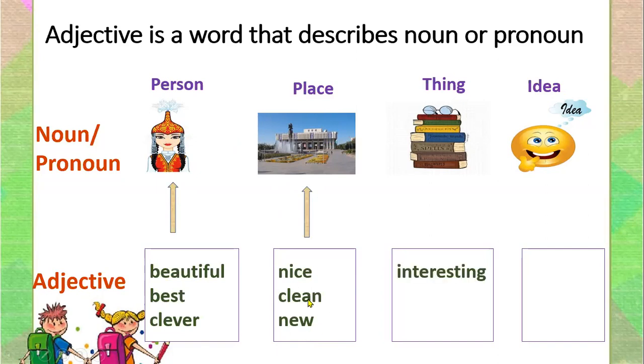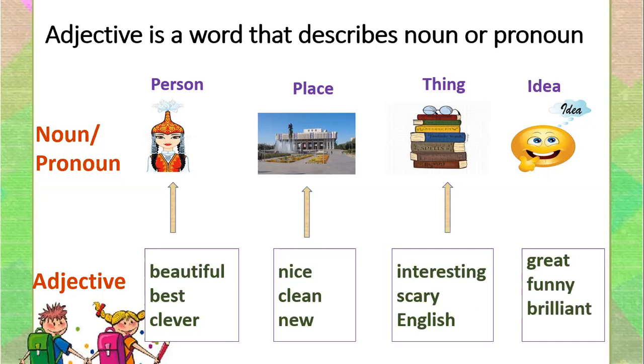And book, for example, we have books here. Books can be interesting, scary, or English subject books, okay? So these are the words describing this book, so they are adjectives. Or an idea can be great, funny, or brilliant. So these are the adjectives that describe an idea. So let's see, an adjective describes a noun or pronoun, okay?